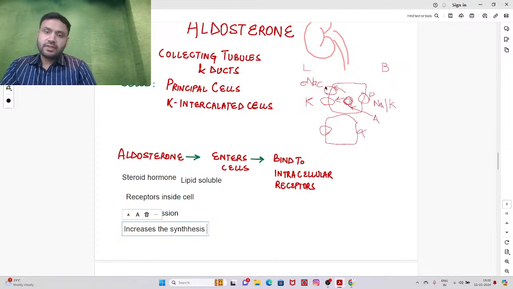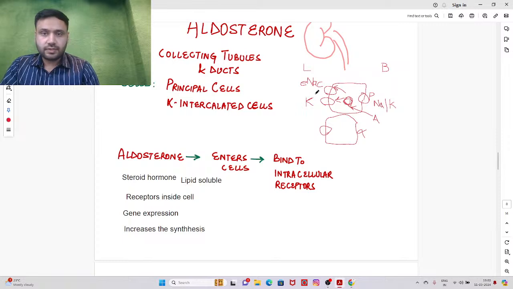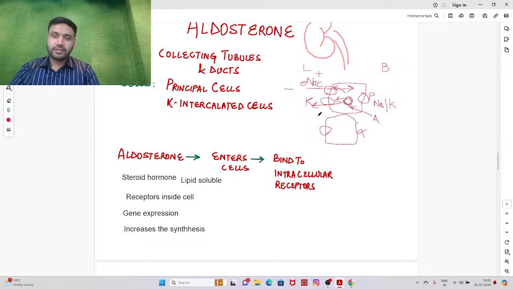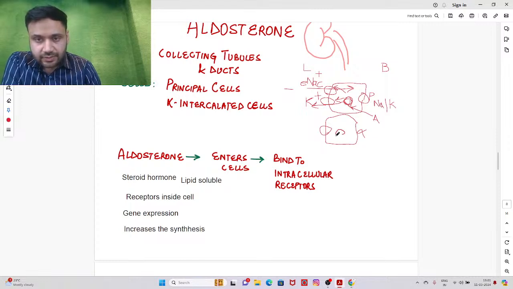So what does it do? Once the expression of epithelial sodium channel increases on the luminal side of the principal cell, there is increased absorption of sodium. Since sodium is a positively charged ion, there is a negative electrochemical gradient produced inside the lumen, which will drive potassium inside the lumen, leading to potassium loss.